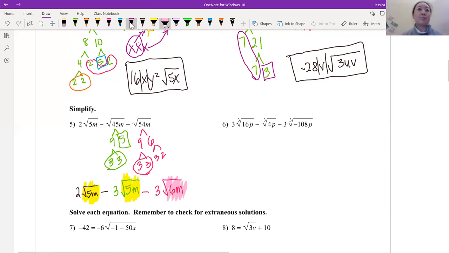Just like how we would do in regular polynomials, right? With like 3x plus 2x squared. You can't put those together because one of them is an x and the other one's an x squared. So here we go. 2 minus 3 is going to be -1. So this is just pretty much equal. I'm going to write the answer up here, which is negative square root of 5m minus 3 square root of 6m.